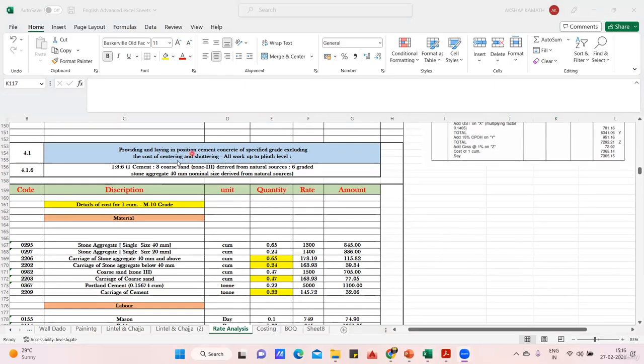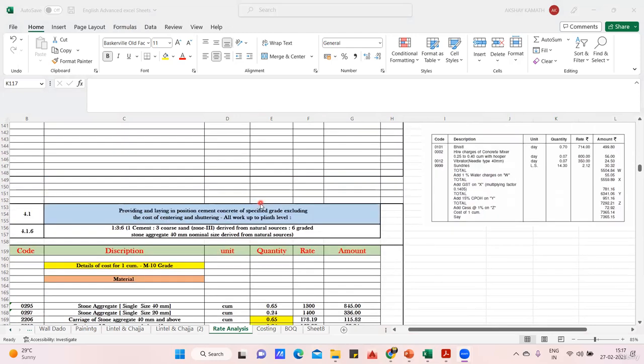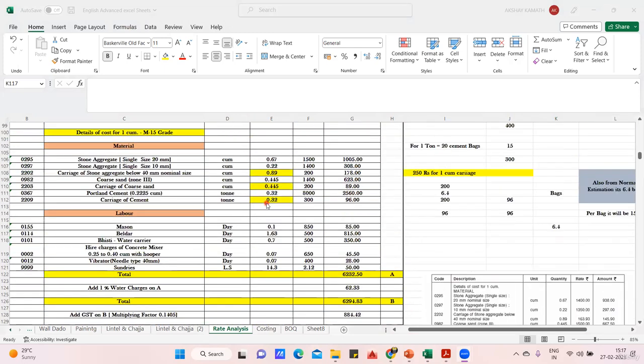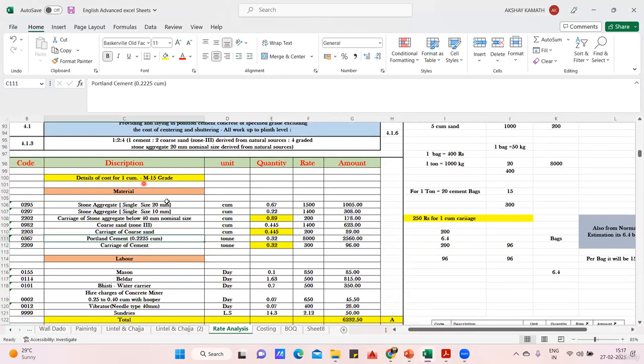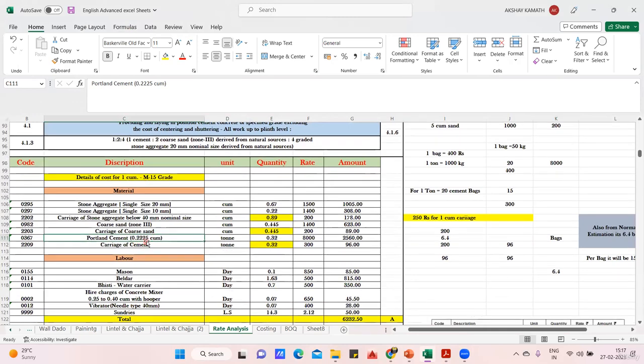So in this lecture, we'll see how to prepare the rate analysis for 1:3:6, which is an M10 grade of concrete, okay, PCC. In the previous lecture, I forgot to tell you one thing: where this 0.32 is coming from. It's very simple. For Portland cement, according to our calculation for 1:2:4, we got 0.225 cubic meter.